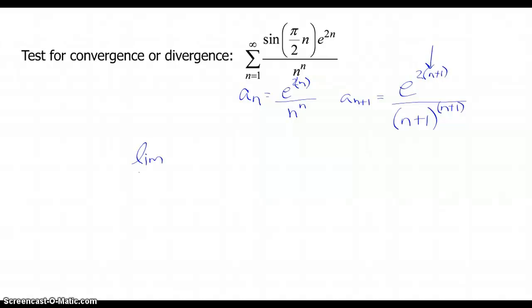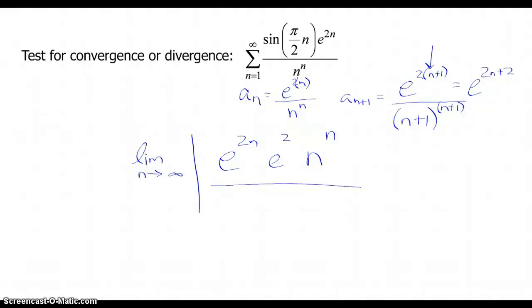So let's come down here and plug all of this into the limit. We have e to the 2n times e squared. Do you see this numerator is e to the 2n plus 2? So that's how that would be written. This is then multiplied by n to the n, all over e to the 2n times n plus 1 to the n plus 1. So, is it true? This is obvious, we'll go ahead and get rid of that.